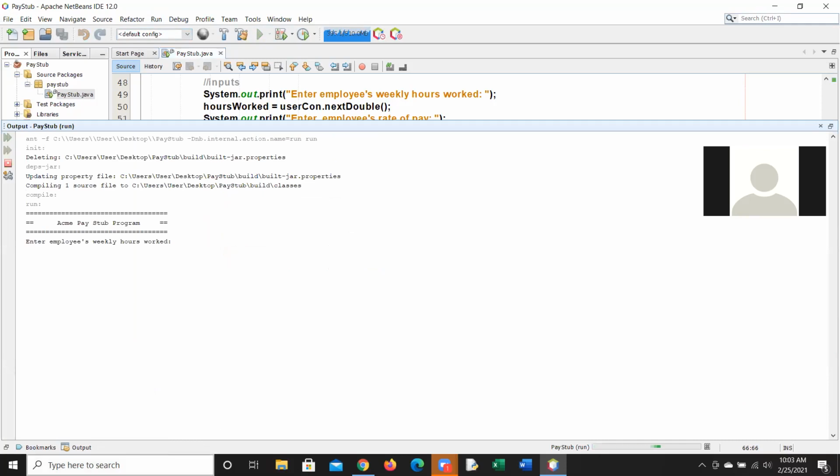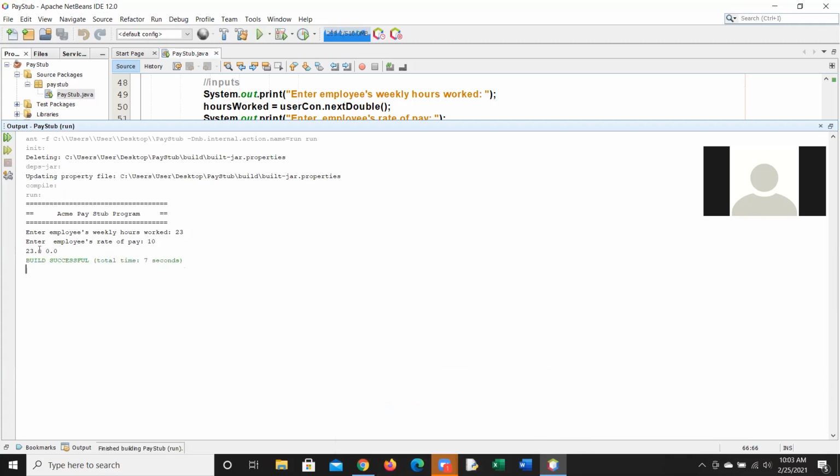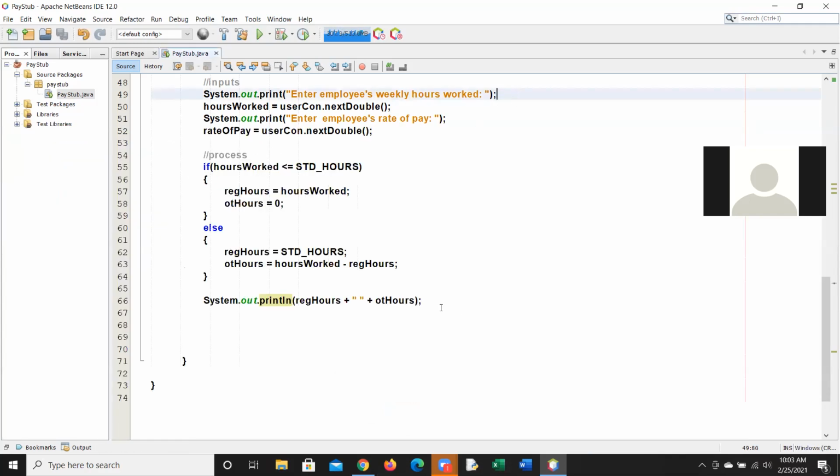All right, so if I put in 50, I should get, and oh, it's going to ask me for the rate of pay. We'll just put that in. And you can see down here, I get 40 regular hours and 10 overtime hours. Okay, so that's one check. Next time I run it, I'm going to type in 23 and 10 again because it doesn't matter. And I should have 23 regular hours and no overtime hours. So it looks like my program is doing what I want it to do. Okay, up to this point.